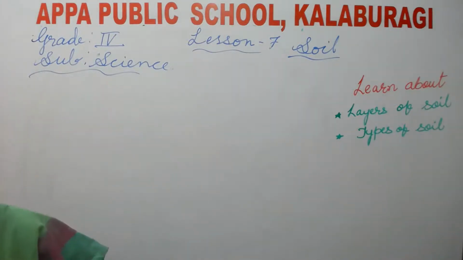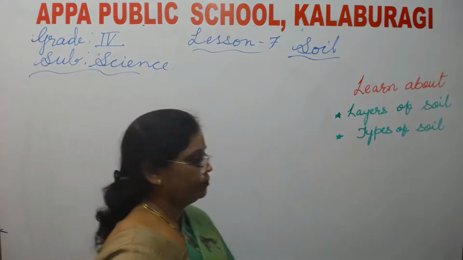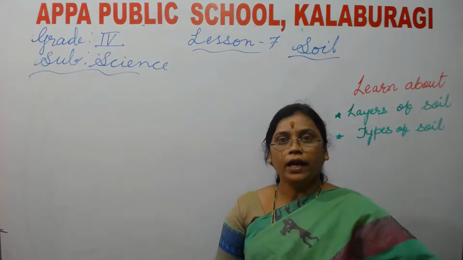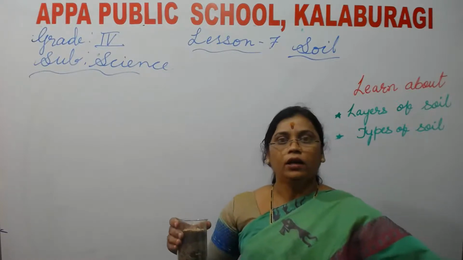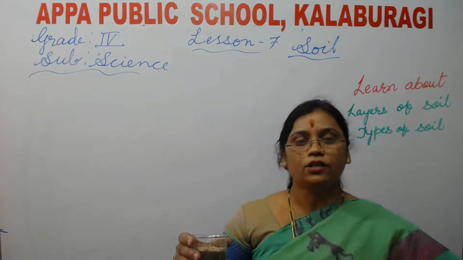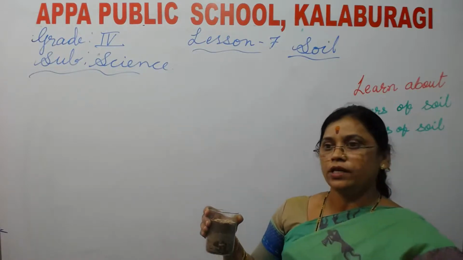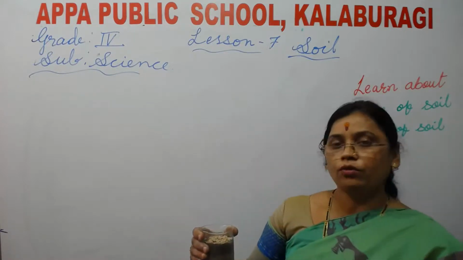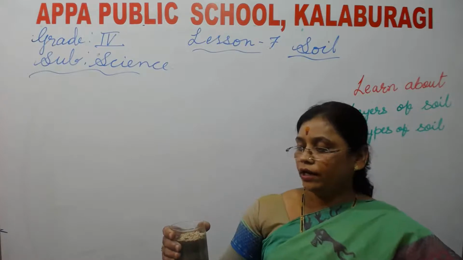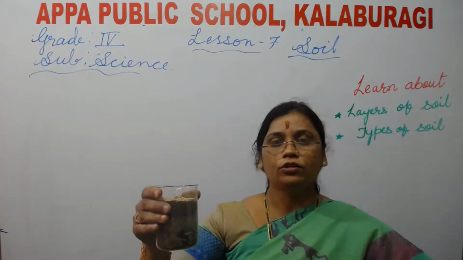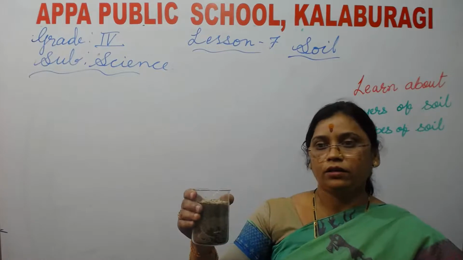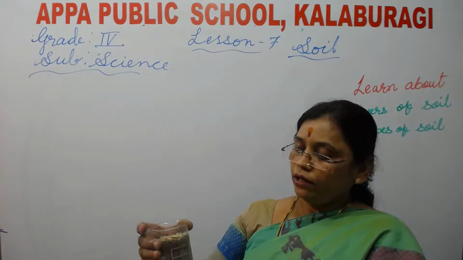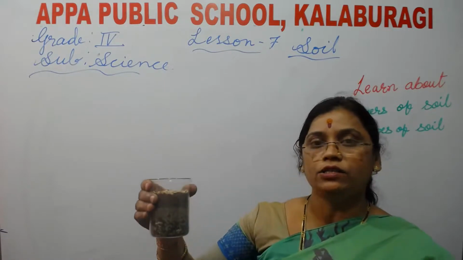So here one small activity is there. What is that activity? You have to collect the different types of soil. You have to collect the soil from the garden, and sandy soil, loamy soil and clay soil. You have to mix the three types of soil, pour a little water in it, and allow it to settle down. After settling down, we can see the different layers of soil.